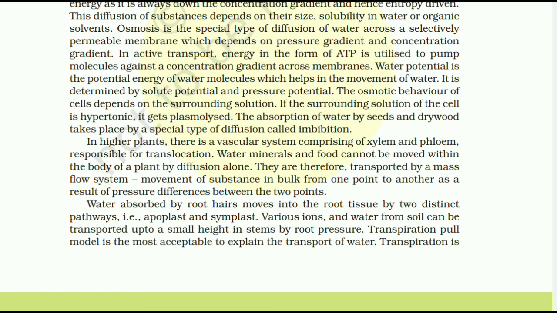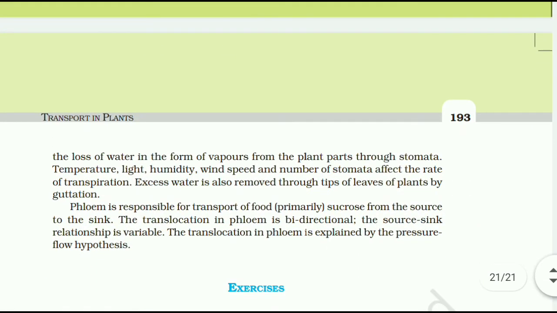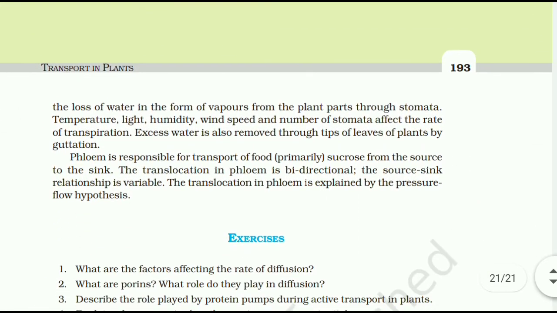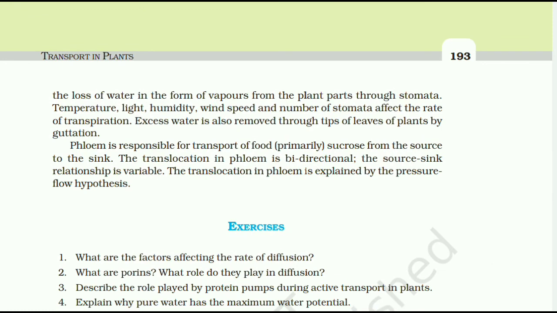Various ions and water from soil can be transported up to a small height in the stem by root pressure. The transpiration pull model is the most acceptable to explain the transport of water. Transpiration is the loss of water in the form of water vapor from the plant parts through stomata. Temperature, light, humidity, wind speed, and number of stomata affect the rate of transpiration. Excess water is also removed through tips of leaves of plants by guttation.